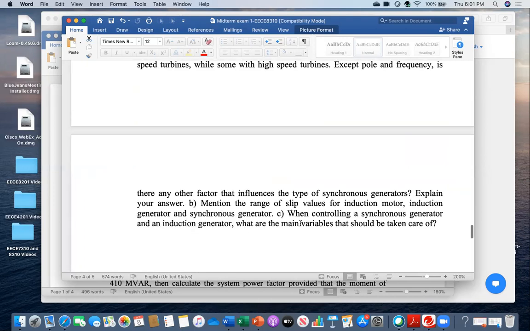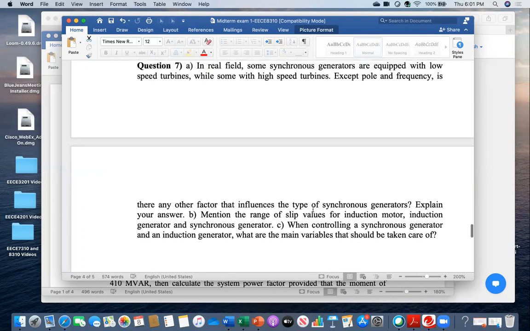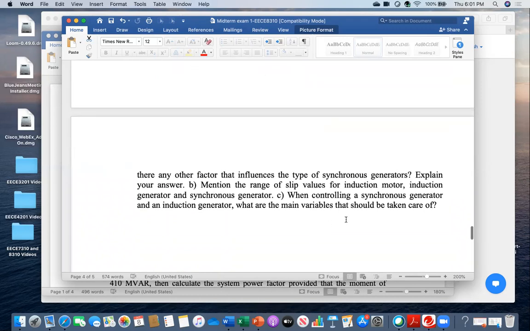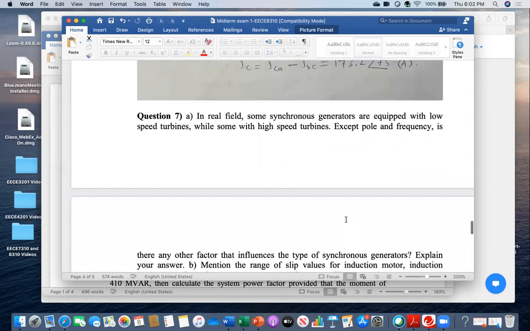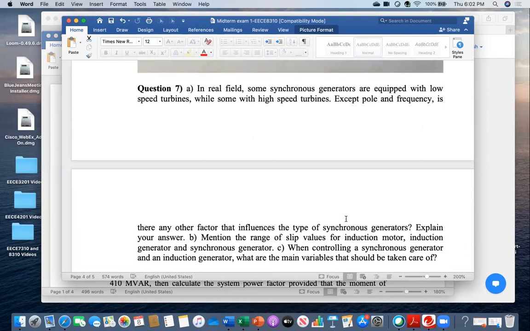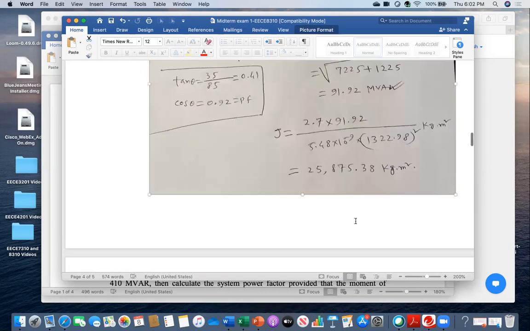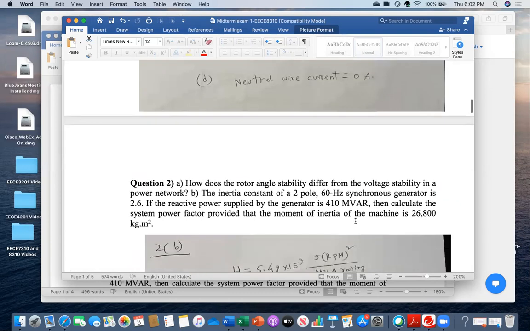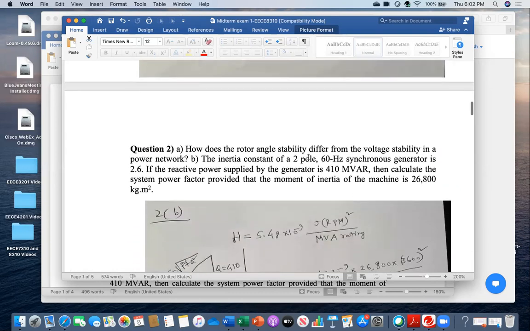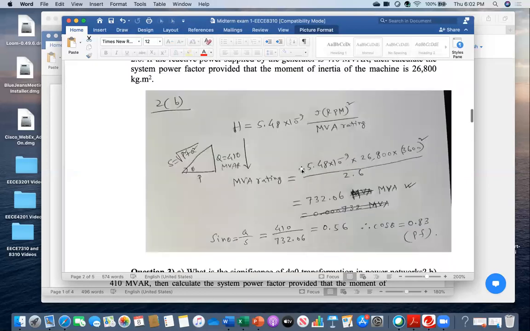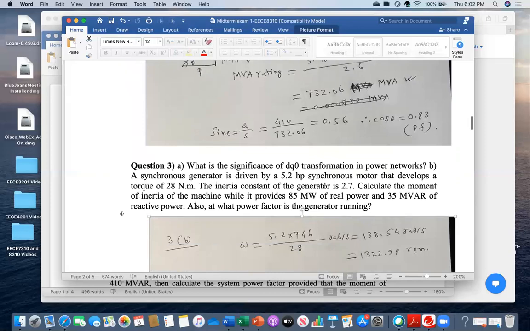7C. As I said, I just changed something. For master's and PhD students, there is a little change from time to time, and question number one was fully different. I think 2 is also different. I think I asked them this question, how does the rotor angle stability differ from voltage, in their question number 1.